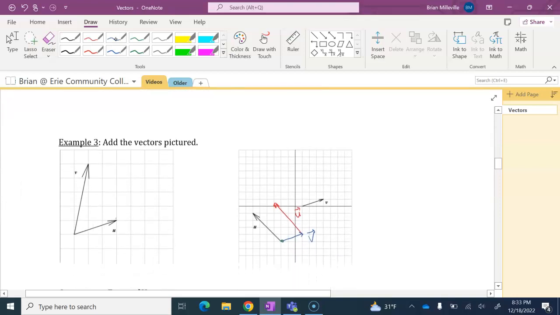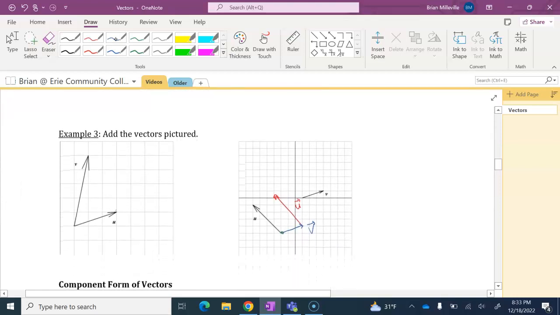Let's do a couple examples here, geometrically. On the left picture, I'm going to redraw the vector v starting at the tip of u. Notice for the vector v, we're going up 1, 2, 3, 4, 5 units, and then 1 unit to the right. So we're going to go up 5 and then 1 to the right. Then starting at the tip of u, we're going to redraw that vector v. There we go. And then u plus v would be this vector here.